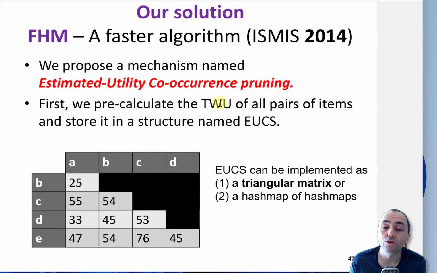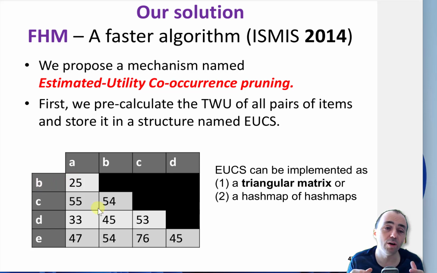pre-calculate the TWU of all the pairs of items. So the TWU of A and B together is 25, A and C together is 55, A and D is 33. So this we pre-calculate before, okay? We read the database one time and we find the TWU of all the combinations of two items.